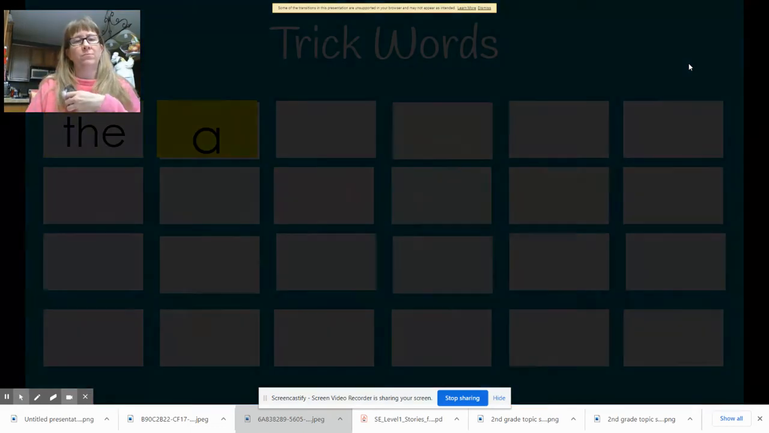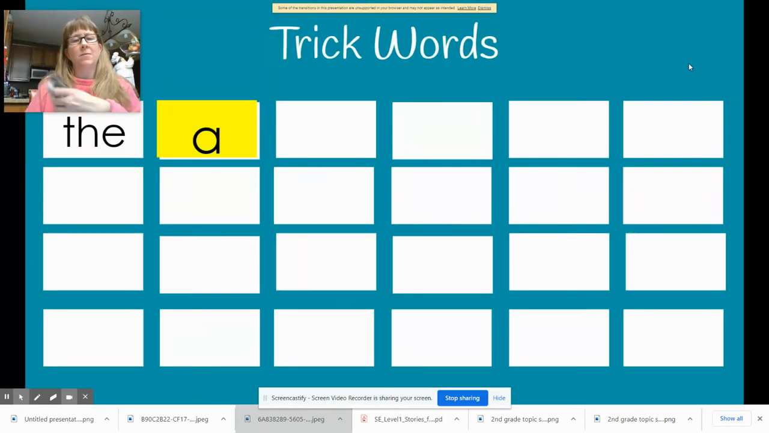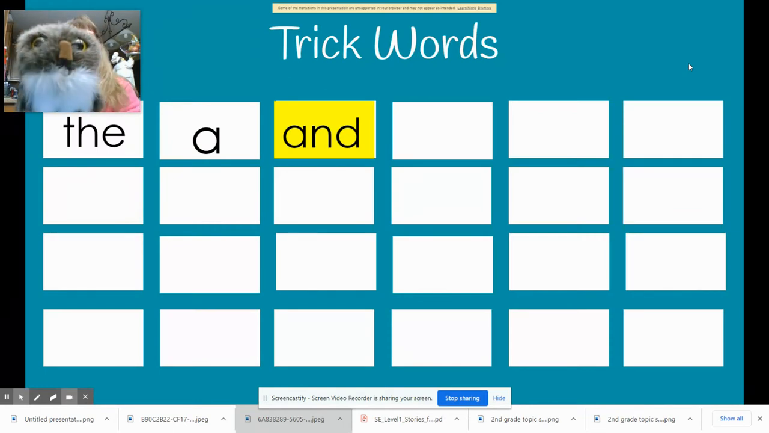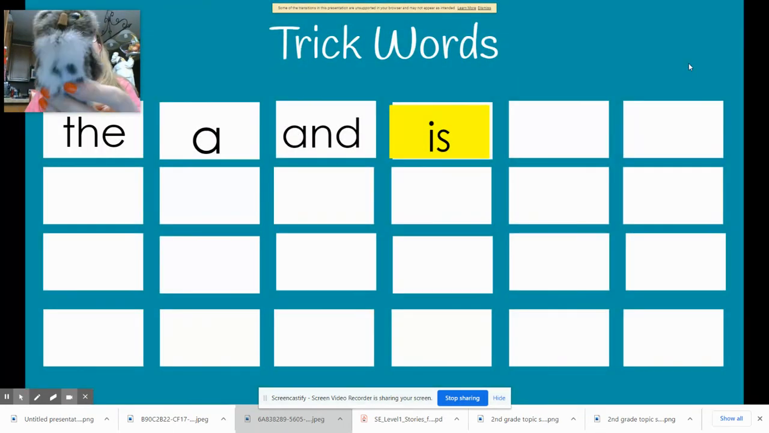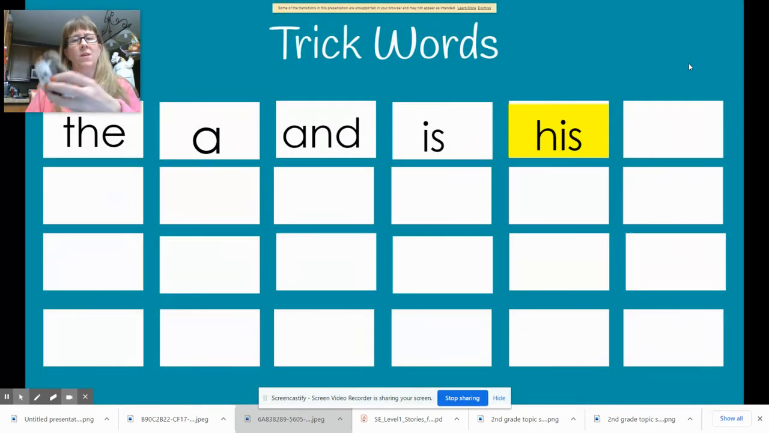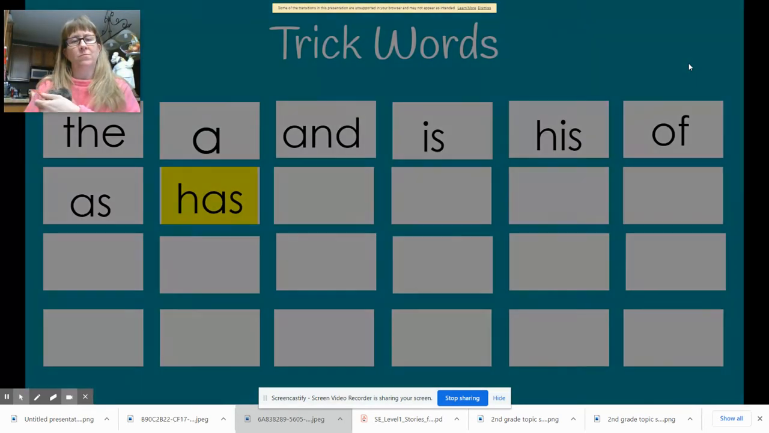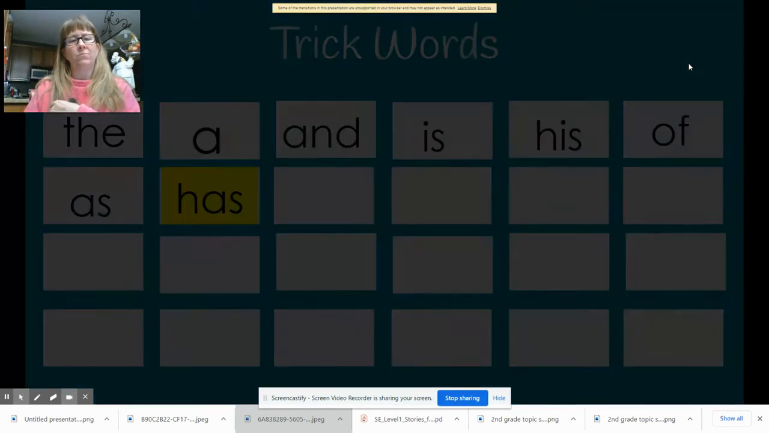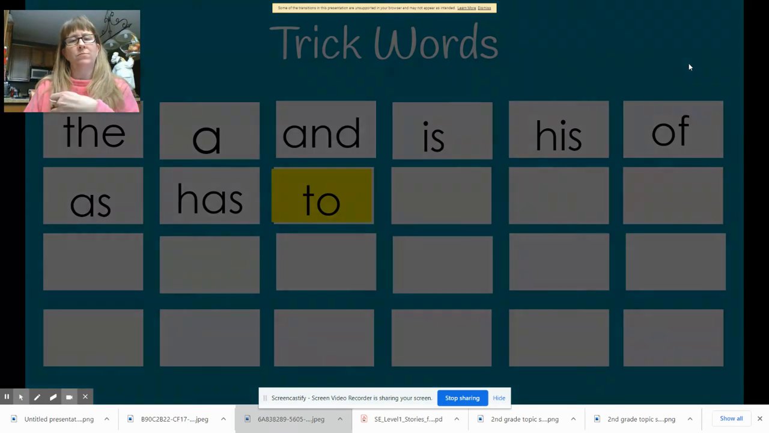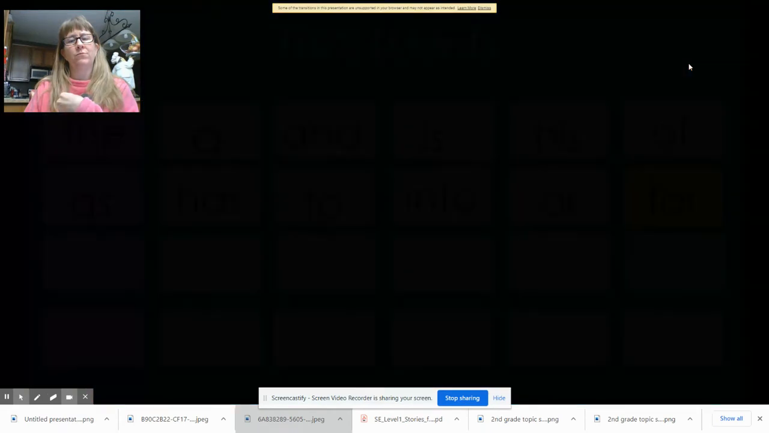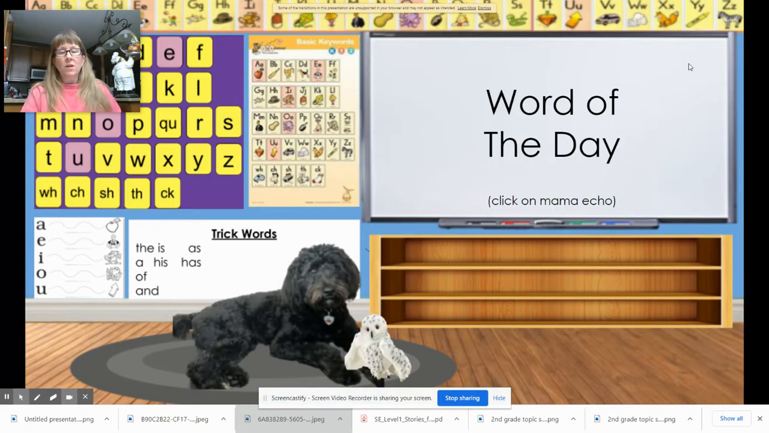The, a, and, is, his, of, as, has, to, into, or, for. Remember, you should be able to read those words quickly. Now we're going to move on to word of the day.